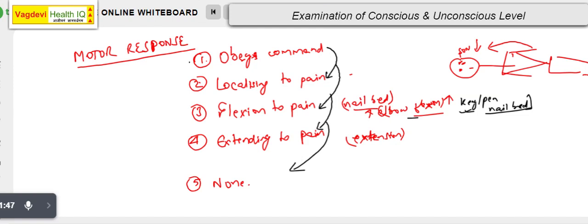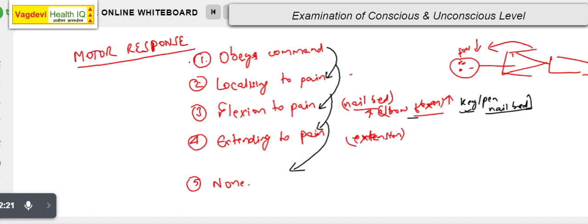Motor response will definitely vary whenever you do the examination. Extension response, supraorbital pain can definitely cause it, but fingernail pressure also produces flexion, no doubt. Yes, true, it is possible. You have to see finally what he or she is able to do.